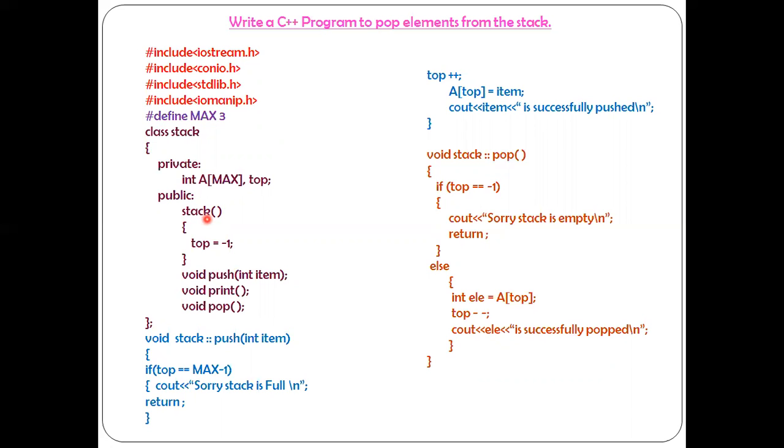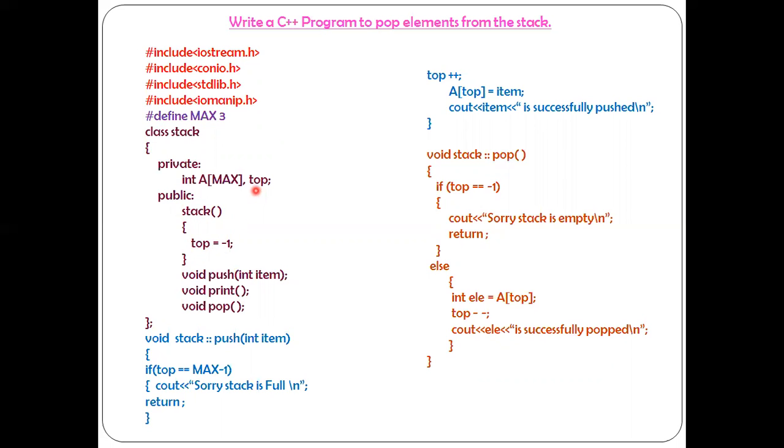And constructor must be declared in which section? Public section. That is the same thing we have done here. In the public section only we are declaring the Stack constructor member function, open flower bracket. What we are doing: top = -1.